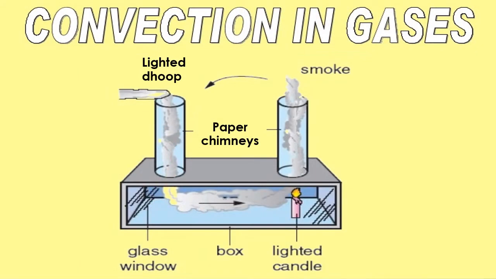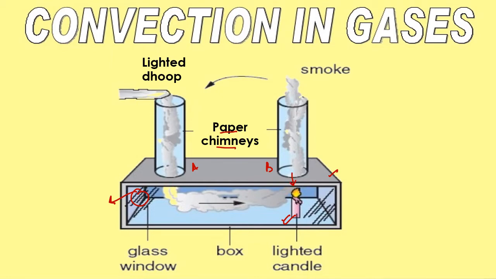We can check the convection in gas by the following activity. Take a rectangular box. On the top side of it, make two holes A and B and insert two paper rolls in it, which will work as chimneys. Now, on the side adjacent to the top side, cut a window. Place a candle inside the box just below the chimney B.